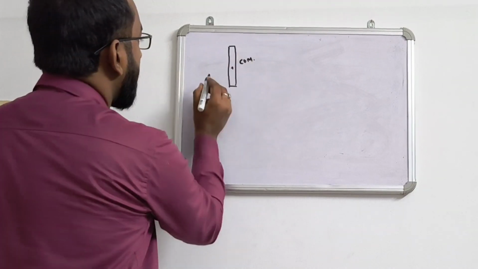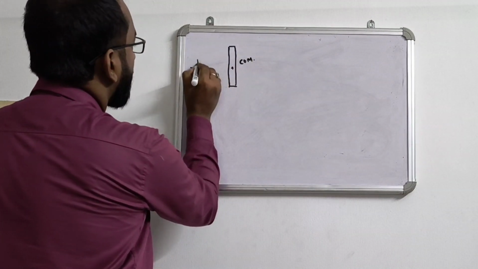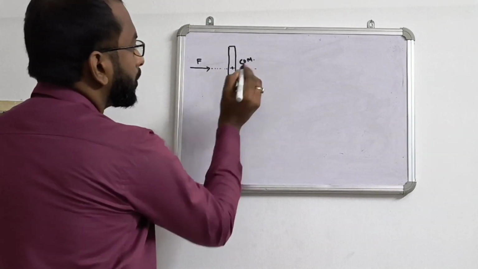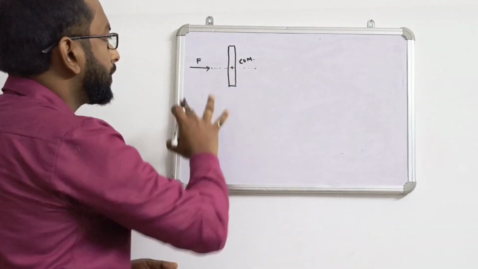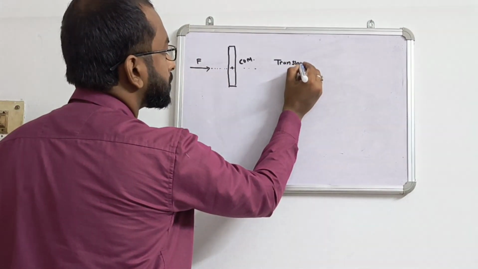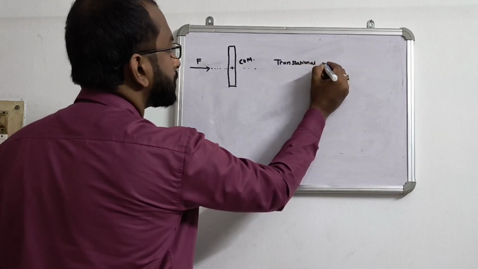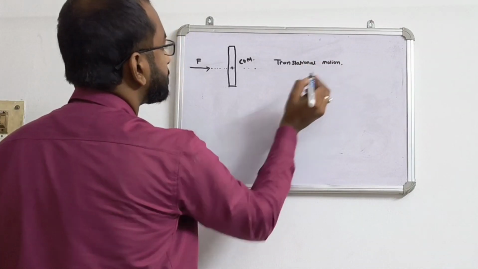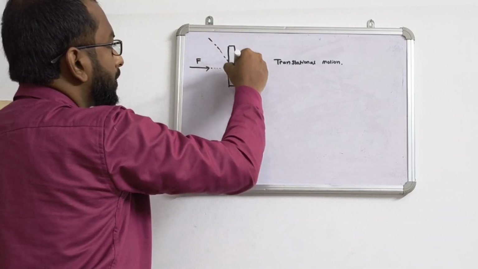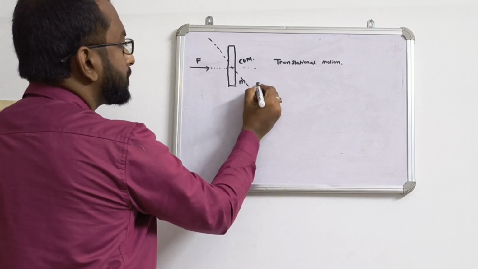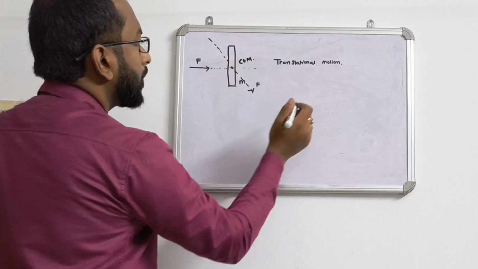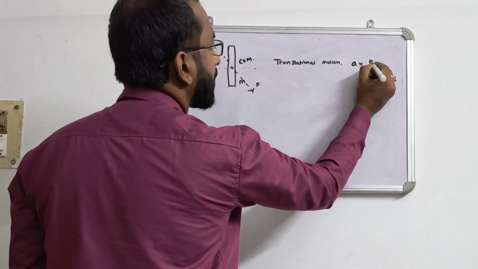If I apply any force and if the line of action of this force on this body is coinciding with the center of mass point, then this body will have purely translational motion. If the mass of the body is m, and I apply the force in such a direction that the line of action of the force is matching with the center of mass, then this body will have only the acceleration, that is F by m.